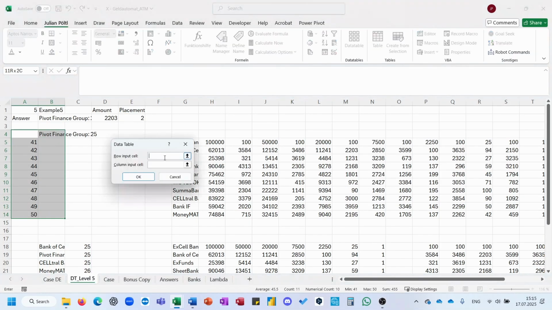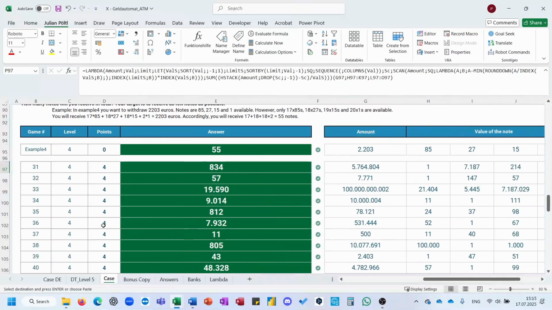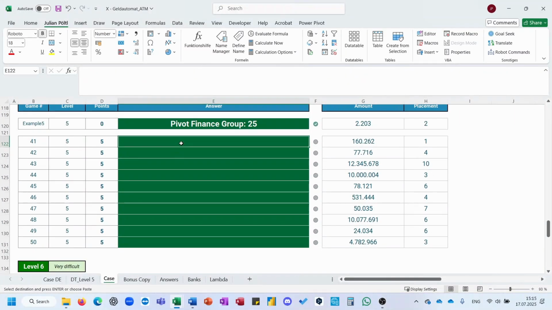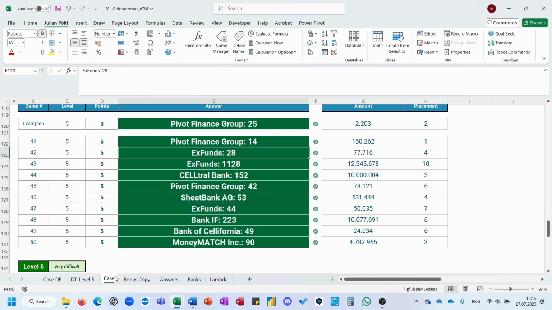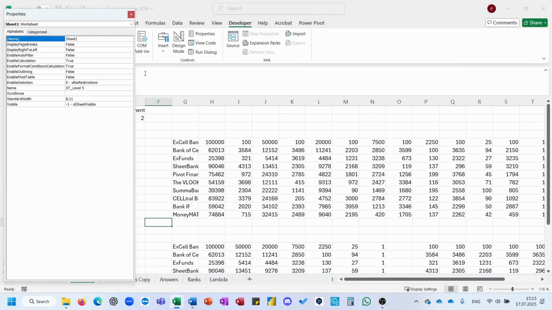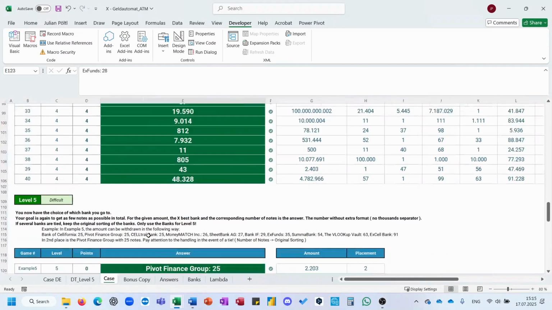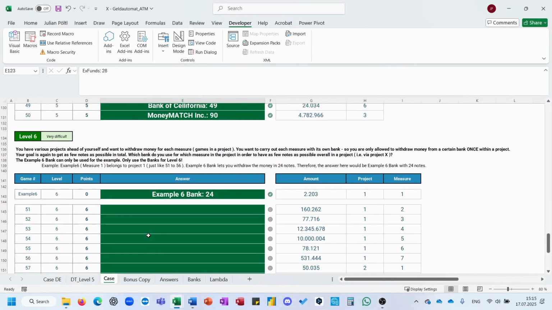Let's create a data table based on this. Notice a little bit of calculation. And I'm getting a result for level 5, which is right. Now, let's turn off the data table here. Properties calculation off. Because level 6 will get even more trickier, or kind of.